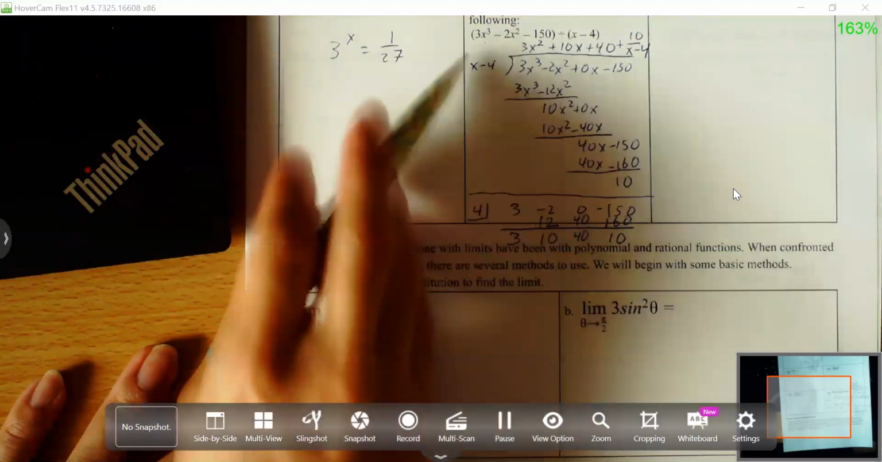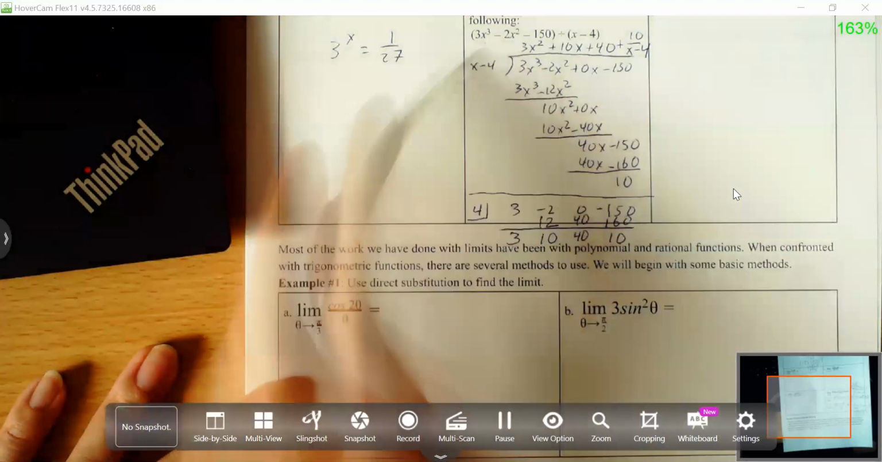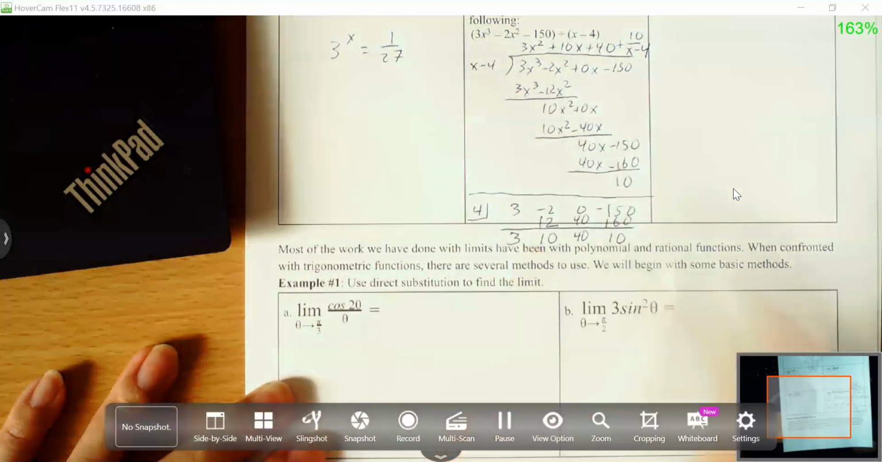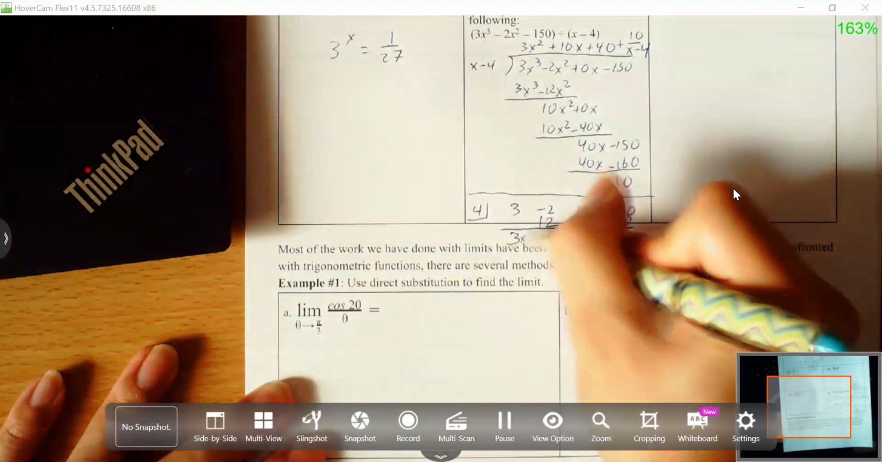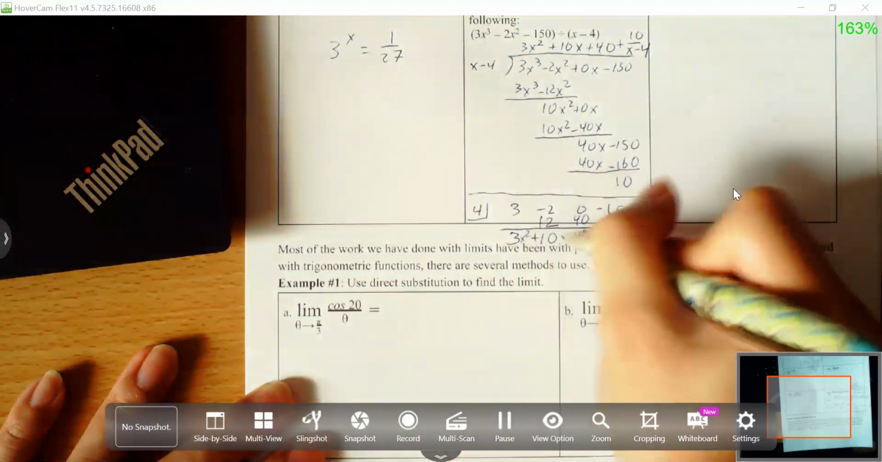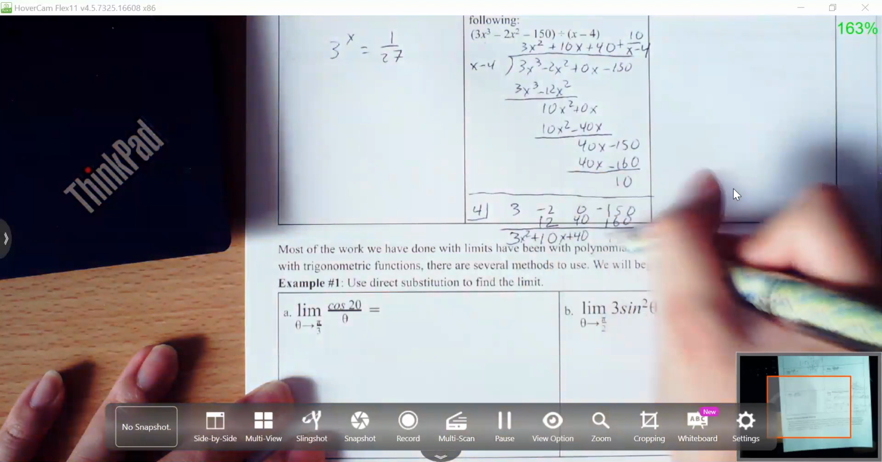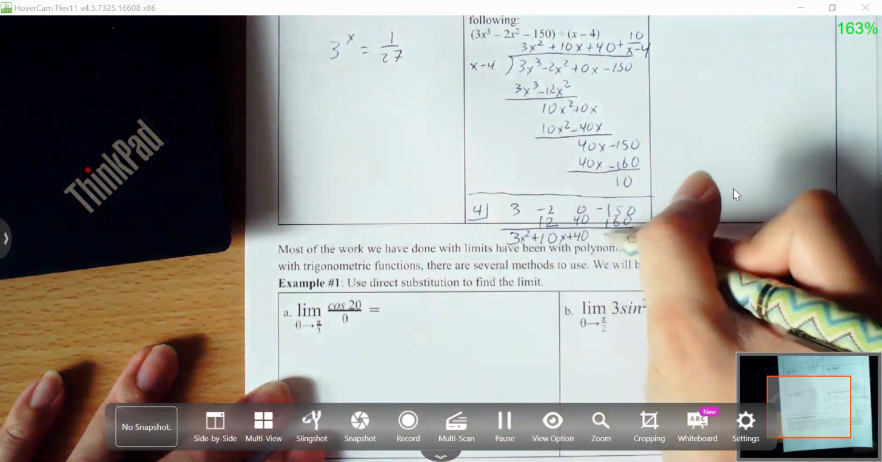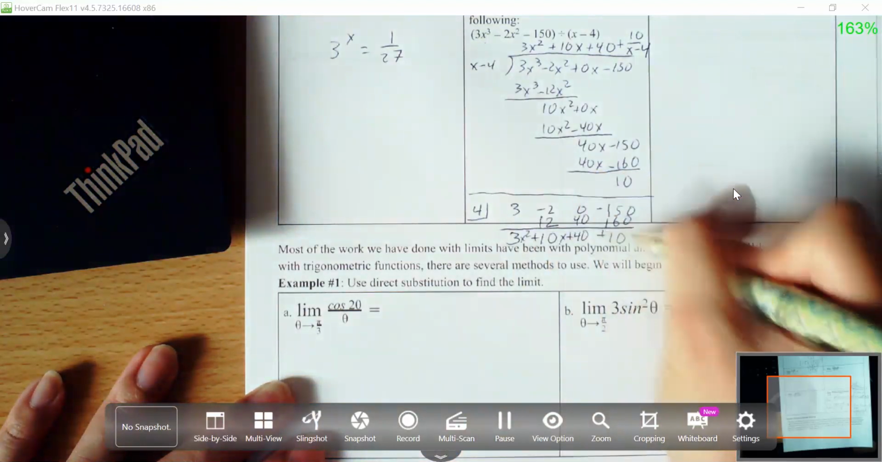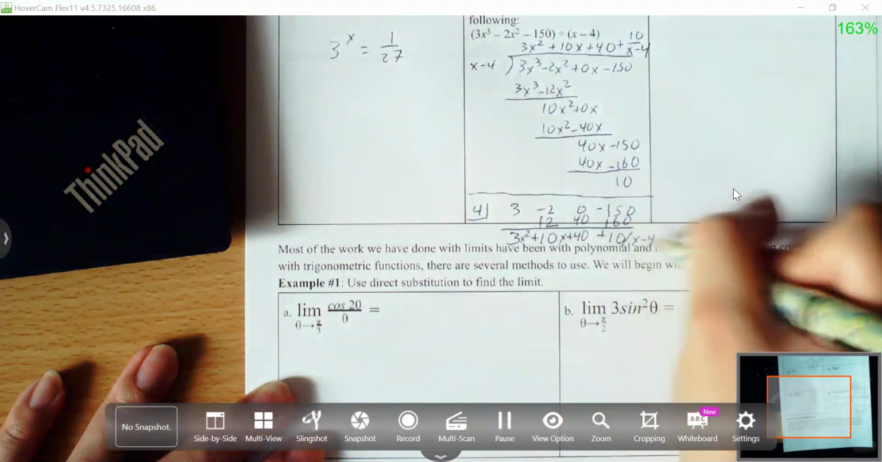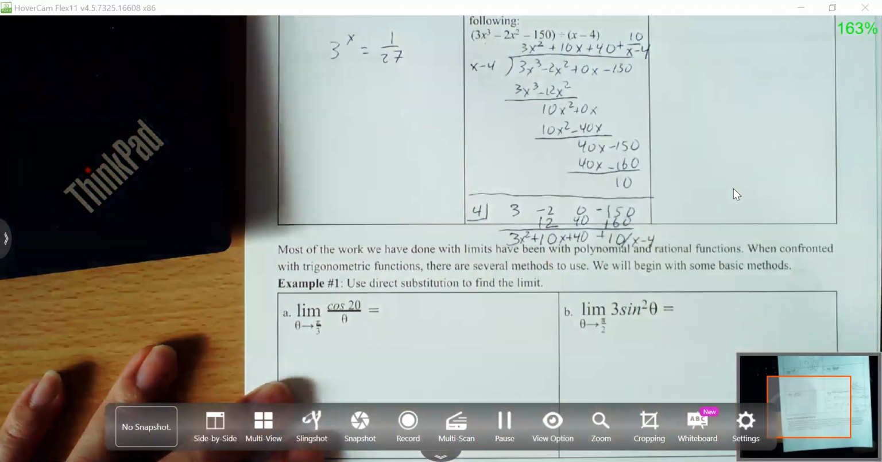So if you started with an x to the cube power, you would just drop the power. So this is 3x squared plus 10x plus 40, and then plus the remainder. So this is plus 10 over x minus 4, which is the same thing we got there. So yeah, if you know how to do synthetic division, that is much faster.